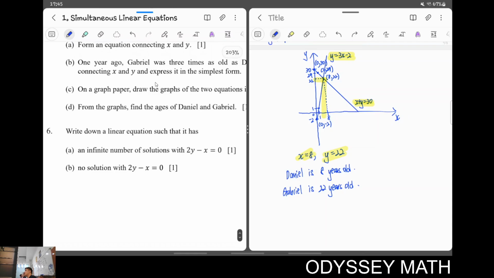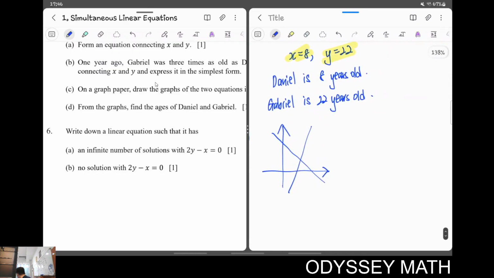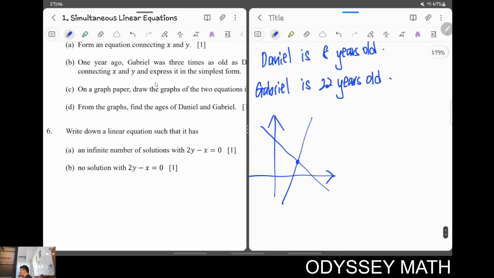Write down a linear equation such that it has an infinite number of solutions with 2y minus x equals 0. Okay? I want you all to listen to me. Try to give me the best focus, then you will understand this very quickly. How many intersections between these two lines? One, right? So how do you have two lines such that they have infinitely many solutions?